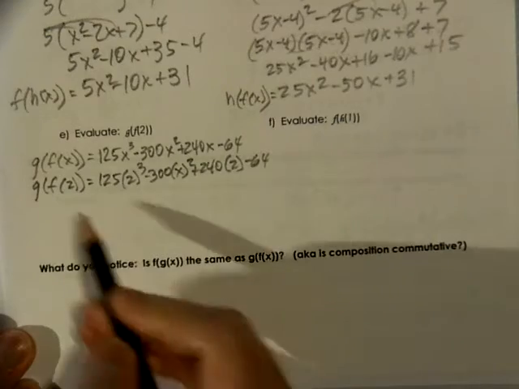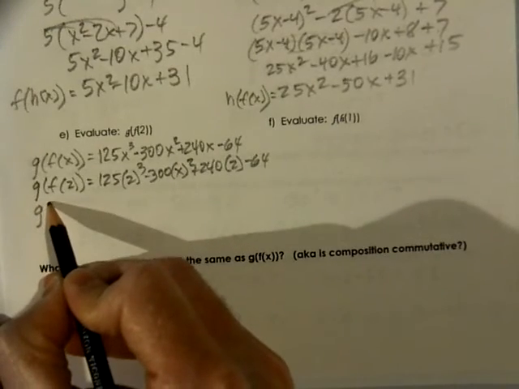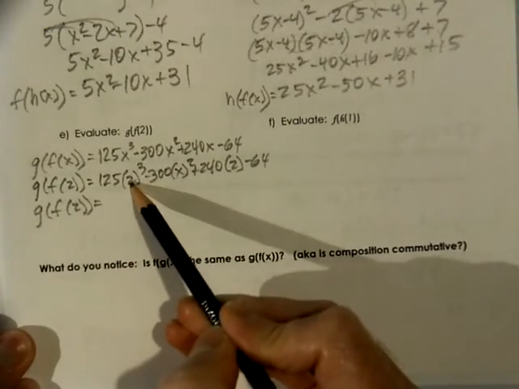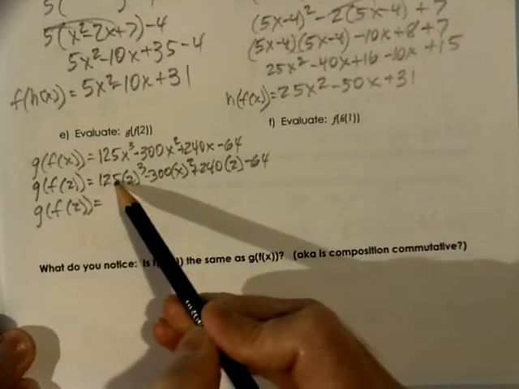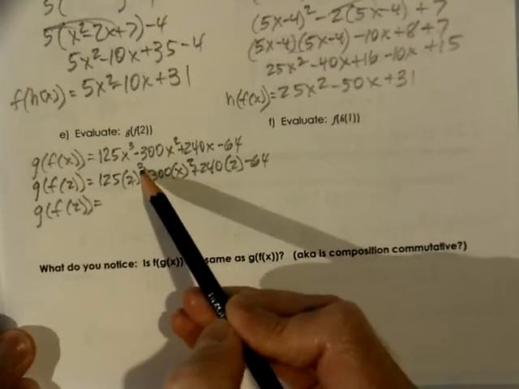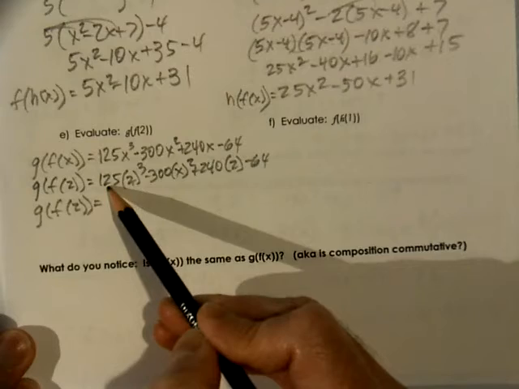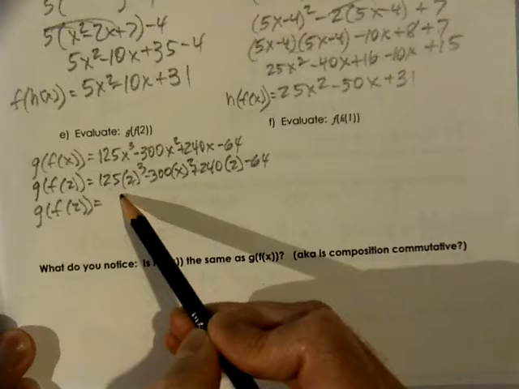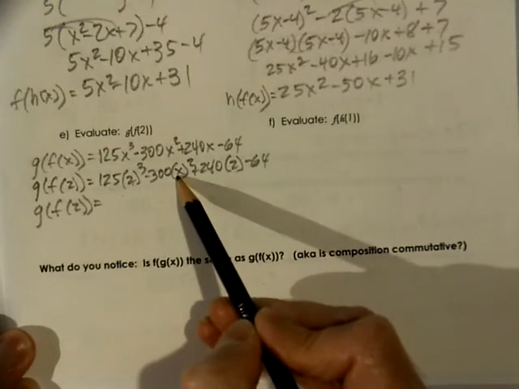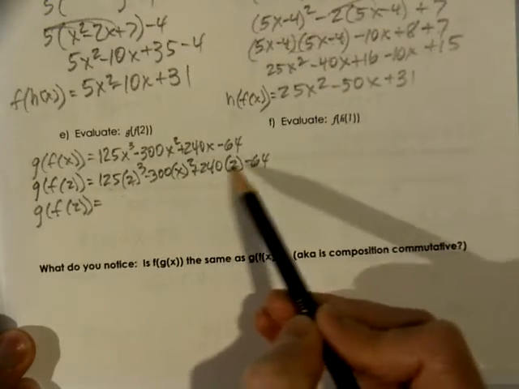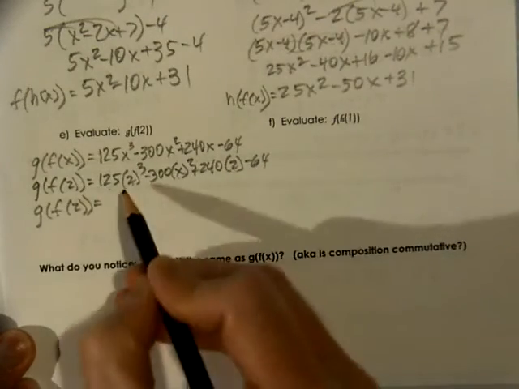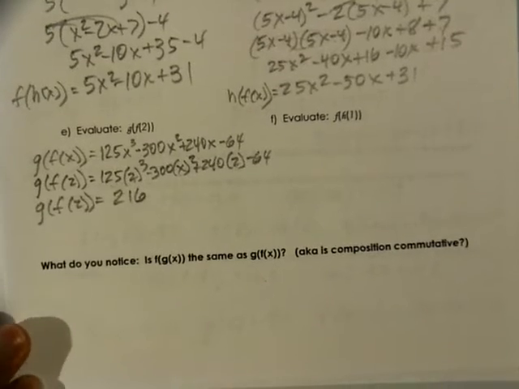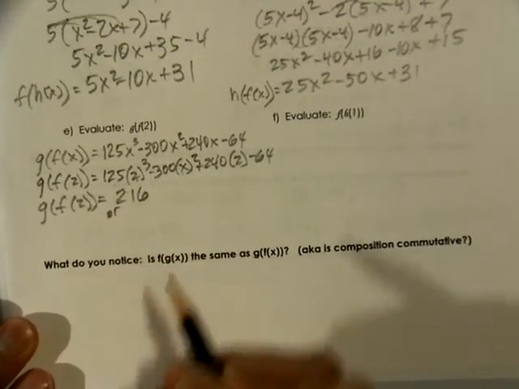So this gets pretty big, working it out. So here we have 8, because it's 2 cubed. It's not 125 times 2, it's 2 cubed, which is 8. And 8 times 125, that's 1,000. 2 squared. So you have 1,000 minus 1,200 plus 480 minus 64. That gives you 216. That seems like a pretty good way to do it.